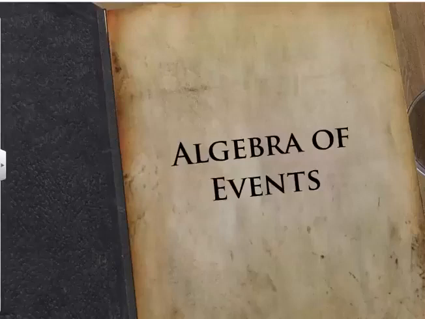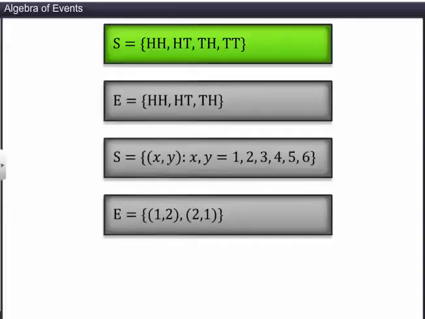In this module, you will learn to perform different operations on events. We know that a sample space and its associated events are represented in the form of sets. Thus, like set operations, we can combine two or more events by using analogous set notations.